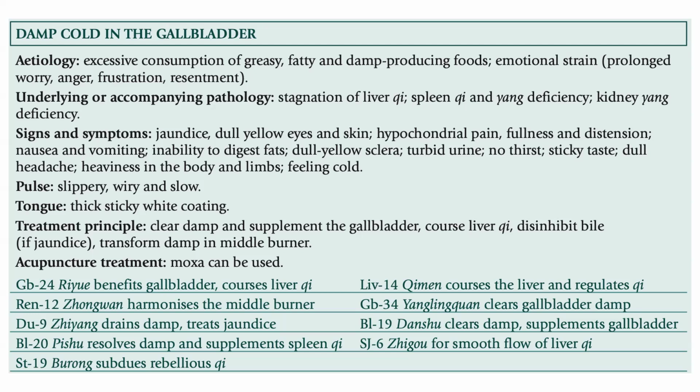Gallbladder 34 to clear gallbladder damp. Bladder 19 to clear damp and supplement the gallbladder. And Sanjiao 6 for smooth flow of liver qi.